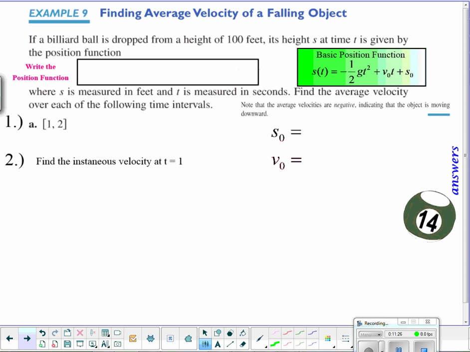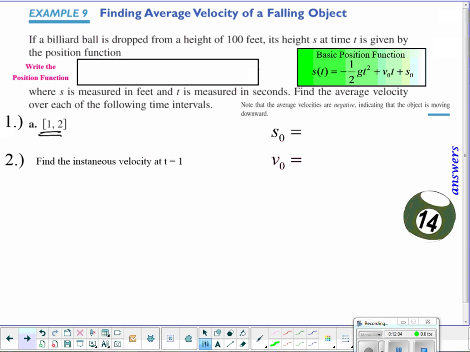Now let's do some physical type objects that are dropping. If a billiard ball is dropped from a height of 100 feet, its height s at time t is given by the position function, and we're going to write our own position function, where s is measured in feet and t is measured in seconds. They want us to find the average velocity over the following interval. We have just this one, and then we're going to find the instantaneous velocity at time equals 1. And I know this needs to be rewritten, doesn't it? It's not spelled correctly.